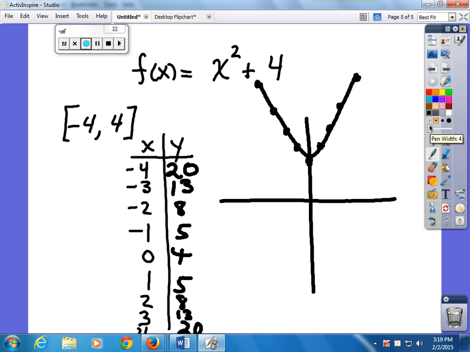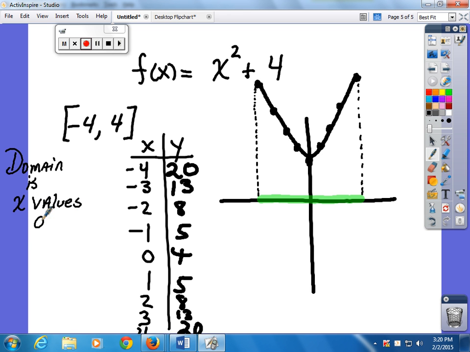Okay, now, I messed it up. Domain is x values only. I want you to highlight, underline, whatever, x values. So in this case, the domain is represented by this green line, which goes from negative 4 to what?